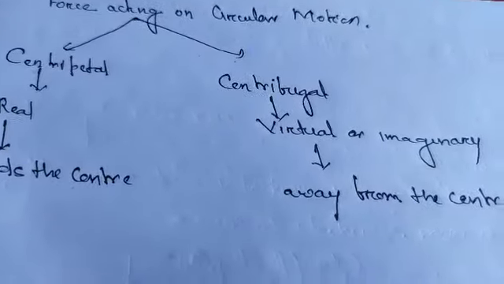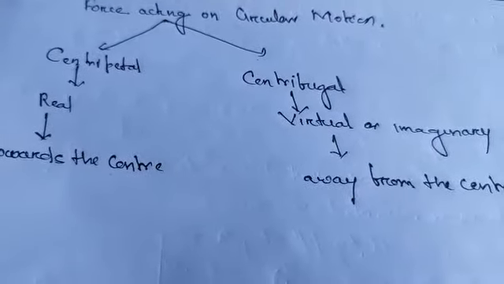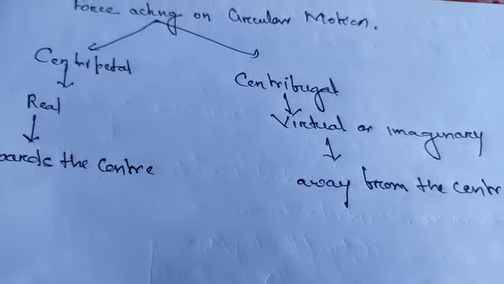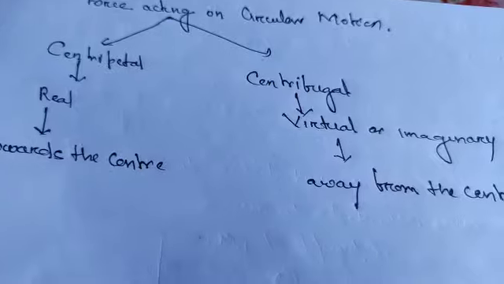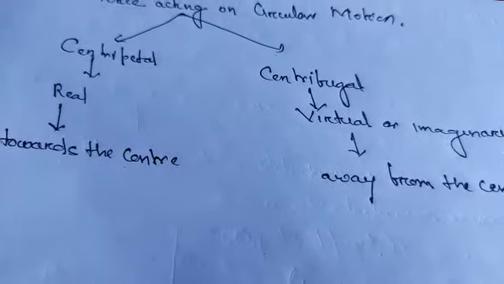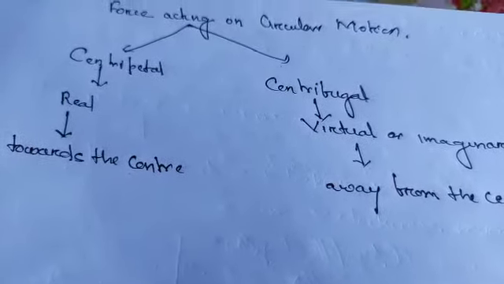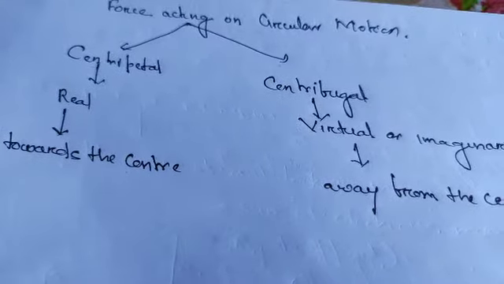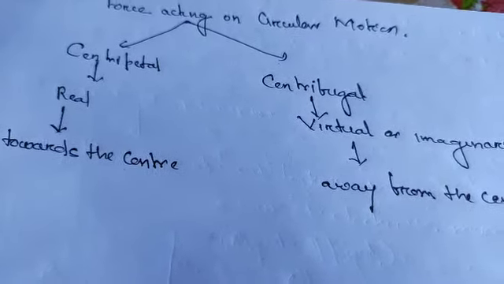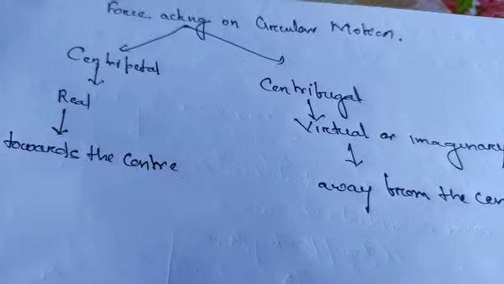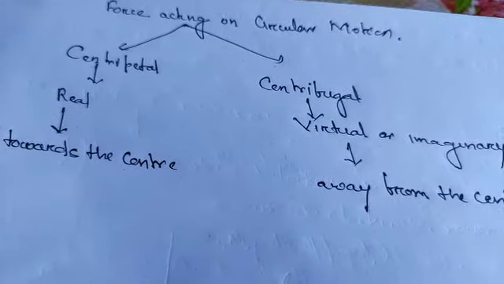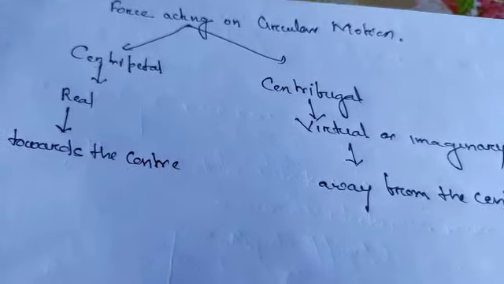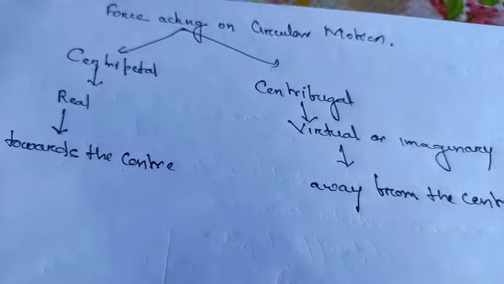What is that? Two forces are basically acting in circular motion, student. One is centripetal, another is centrifugal force. Centripetal force we can observe, that's why it is taken as a real force. But centrifugal force we cannot see and cannot be explained clearly. So that's why it is named a virtual force, or you can say an imaginary force, which cannot be seen. Clear?